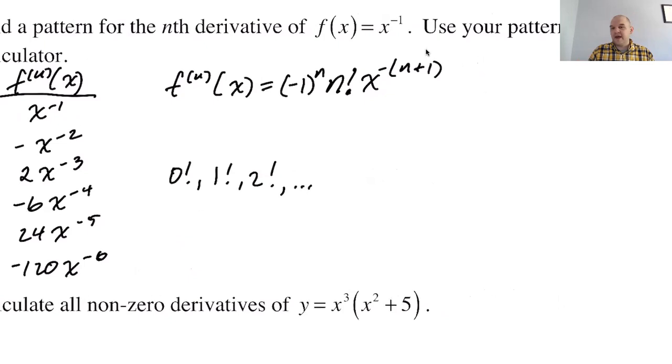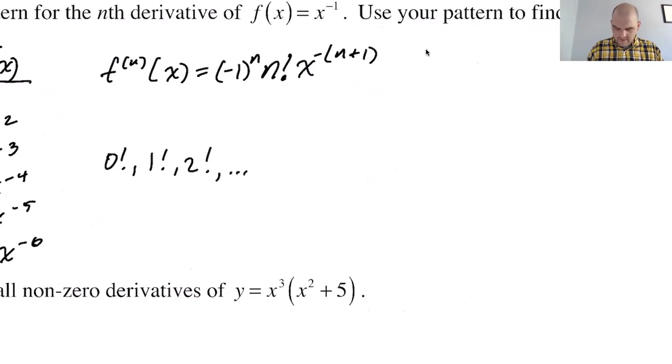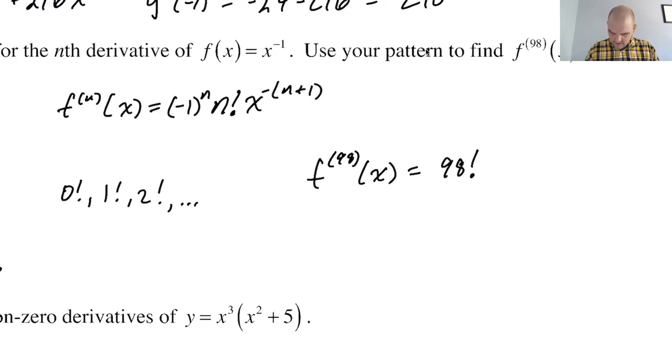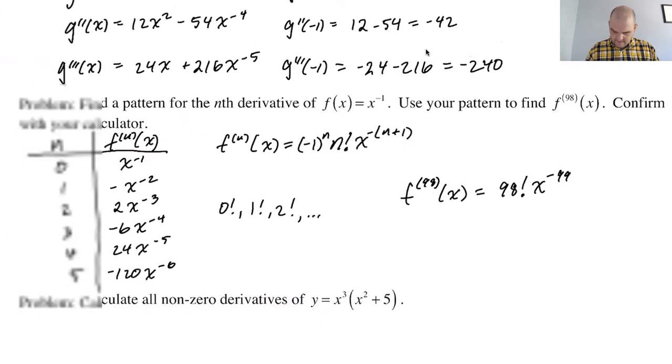Okay, so this kind of pattern finding is, in my experience, not super natural for a lot of people. And you might need to practice it. But I think you can do it. So let's see. Oh my gosh. So the 98th derivative of x to the negative 1st is going to be negative 1 to the 98th, positive 1. It's going to be 98 factorial. And then x to the negative 99.